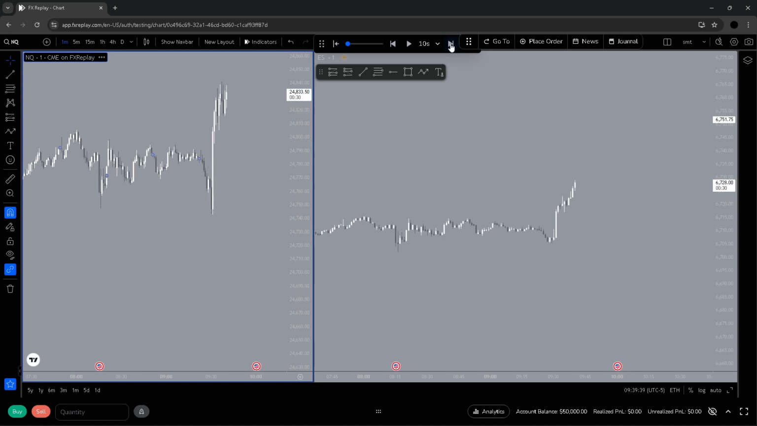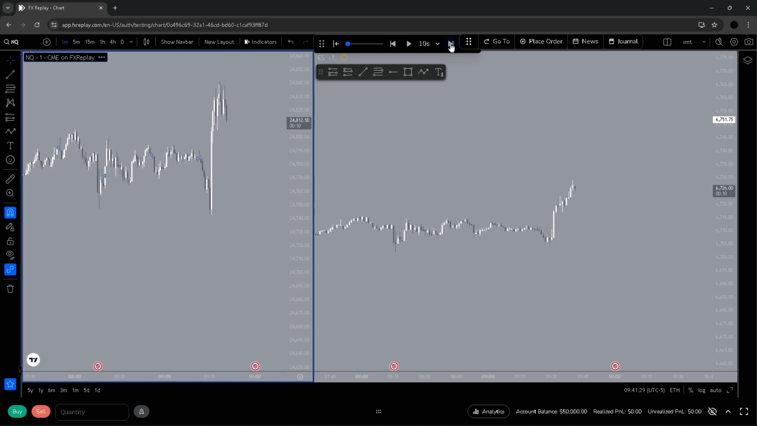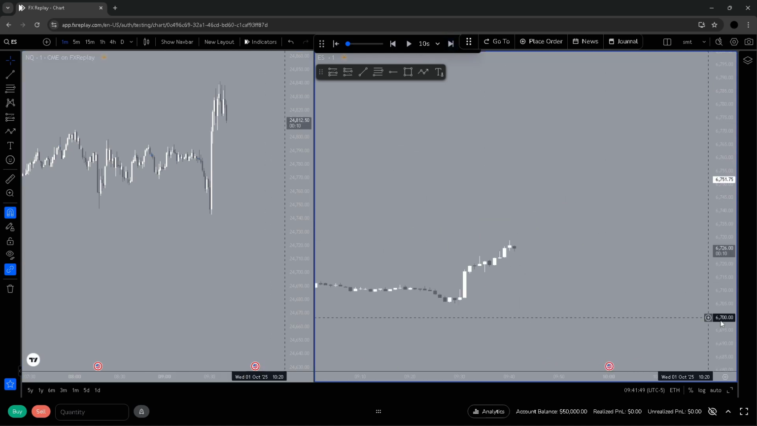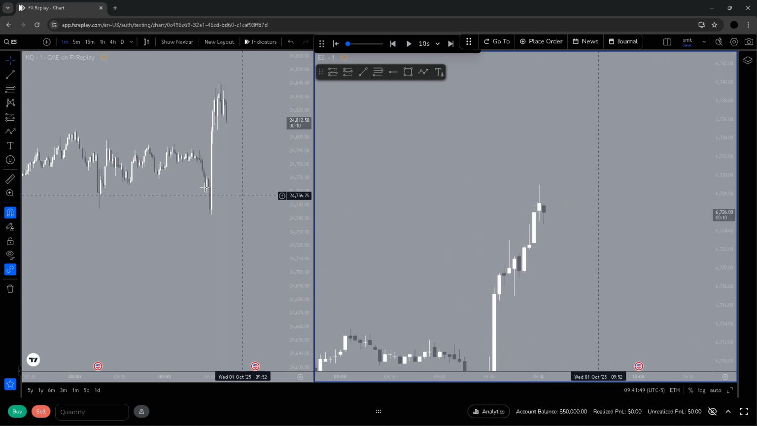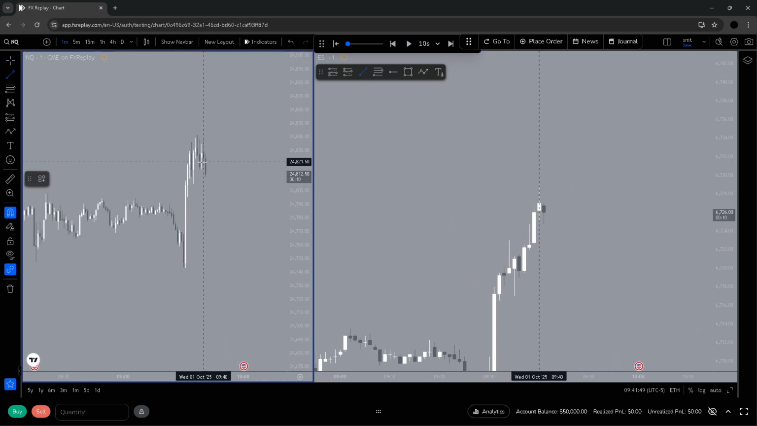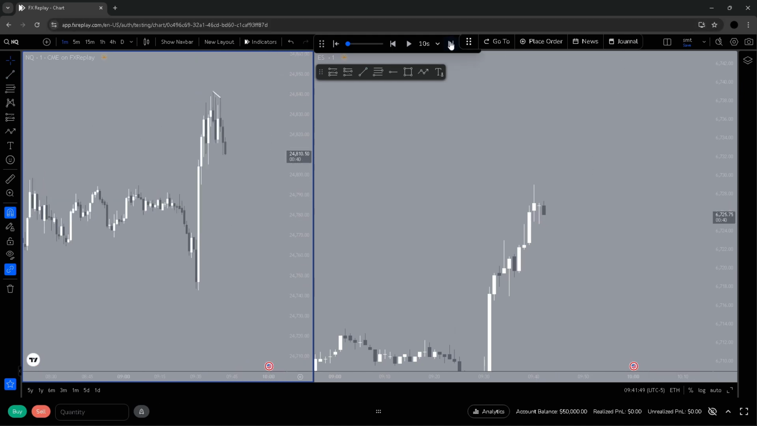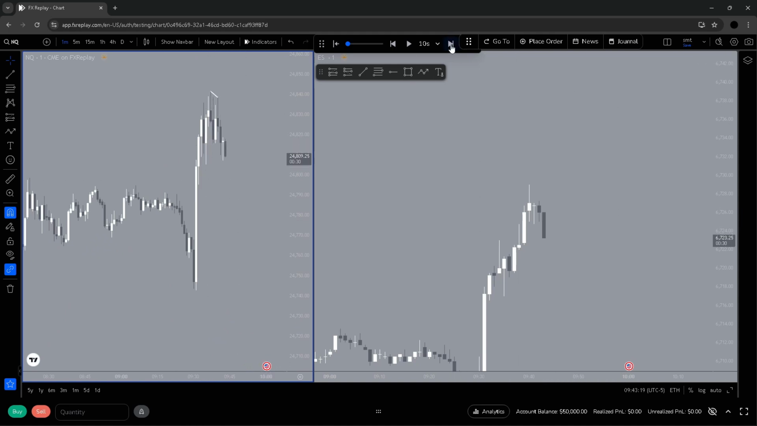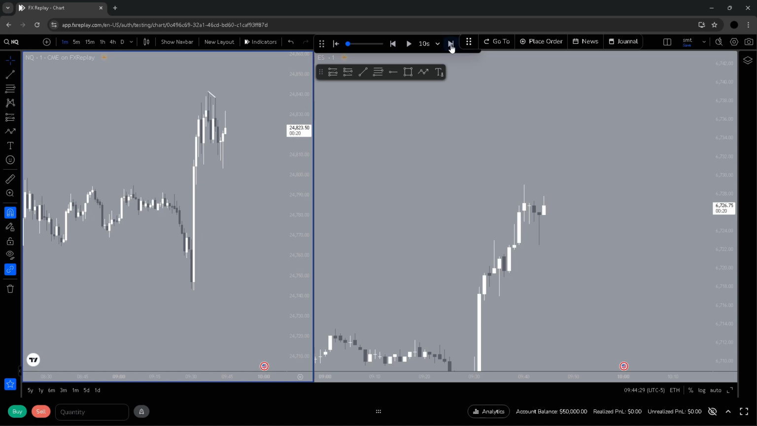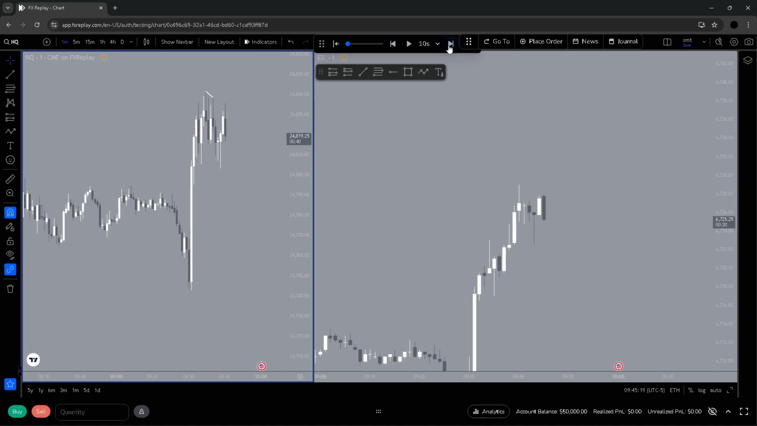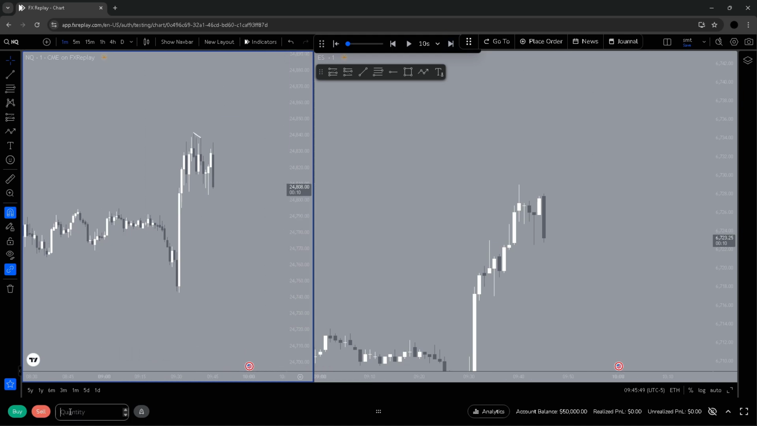Right, let's see. So we do have SMT right here. It's not a very good SMT, but I can still take a trade off of it. I want to see what happens at this internal low right here before taking any shorts, because we could still be bullish. So we failed to push higher, displacement lower. I'm going to take a discretionary entry off of that.